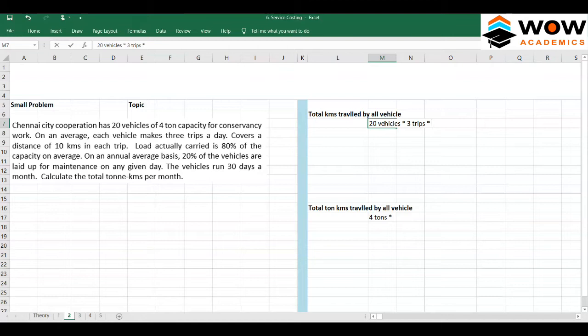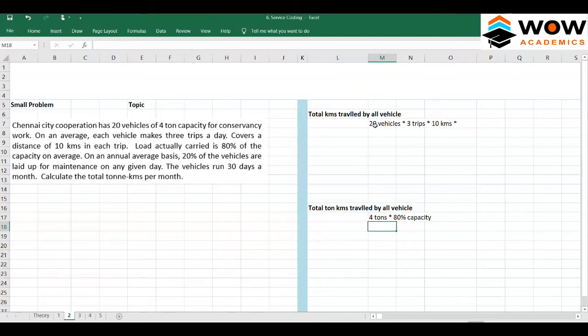Trip itself refers to going up and down only. Assume that you go on a trip from A to B and again to A. So you don't need to multiply by 2; only when it's one way do you have to. Trip means going up and down is a trip. So totally there are 10 kilometers multiplied by load actually carried is 80% of the capacity. Capacity is actually related to the ton. Sorry, 80% capacity.